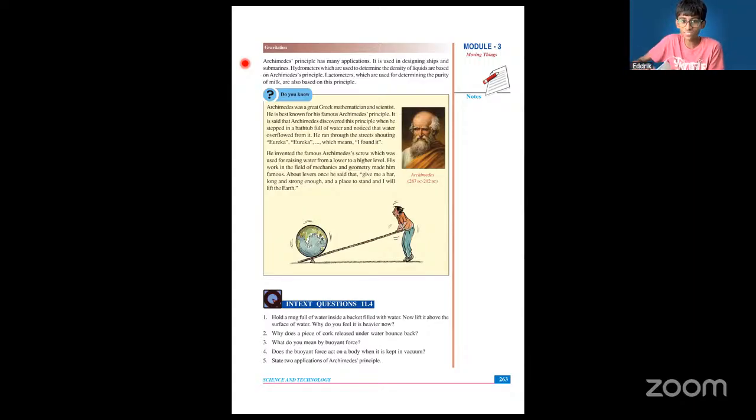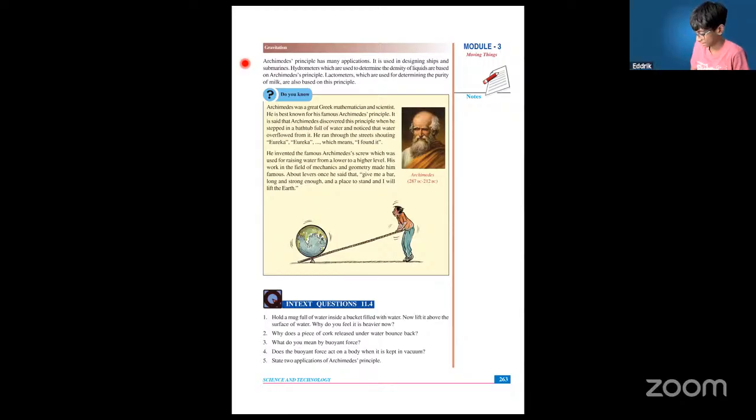Archimedes principle has many applications. It is used in designing ships and submarines. Hydrometers, which are used to determine the density of liquids, are based on Archimedes principle. Lactometers, which are used for determining the purity of milk, are also based on this principle. So they can ask you this question: what are the applications of Archimedes principle? These are the applications of the Archimedes principle. Then these are responsible for the making of hydrometer, lactometer, and all these things. Understood? Yes or no? Yes.